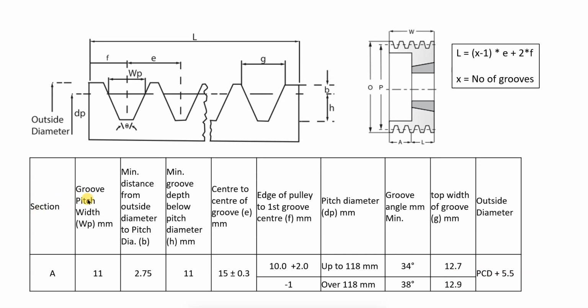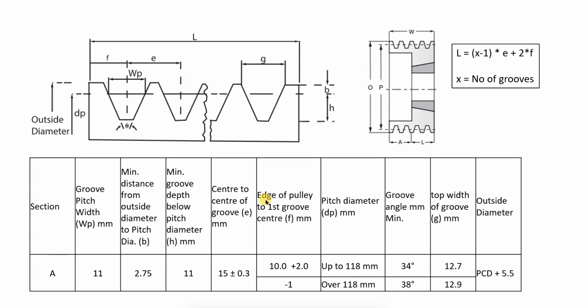Suppose this is the groove pitch width, WP, which is this dimension from here to here, which is 11 mm. Next is the minimum distance from outside diameter to pitch circle diameter, which is B. This is our pitch circle diameter line. Next is the minimum groove depth, which is from here to here. Next is the center to center distance, indicated by E, from this to this, the center to center distance between two grooves.